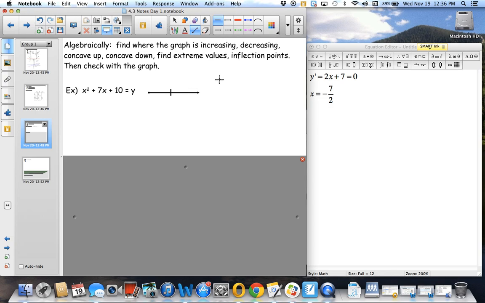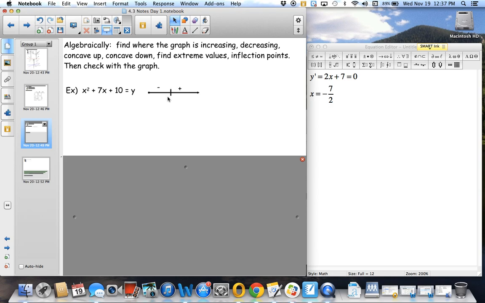Now when we test a number, if you pick a number to the right of negative 7 halves, like 0, plug it into the derivative. 2 times 0 plus 7 is positive. So the graph over here is positive. Then if we plug in a number to the left of negative 7 halves, like negative 6, we'd get a negative value. Doesn't that tell us that the graph is decreasing from negative infinity to negative 7 halves, and increasing from negative 7 halves to infinity? We went from decreasing to increasing, so that point right here is a minimum.